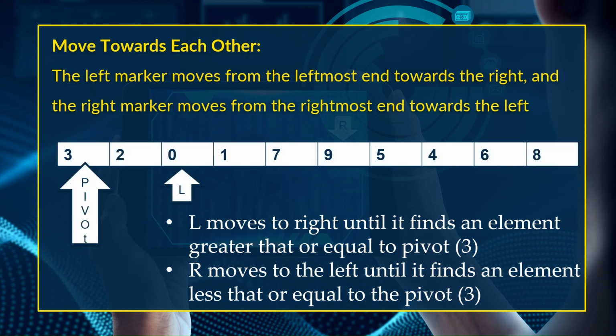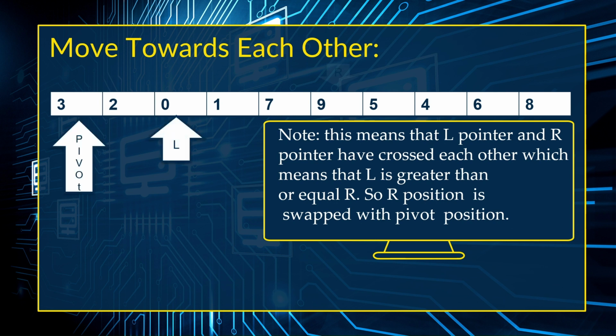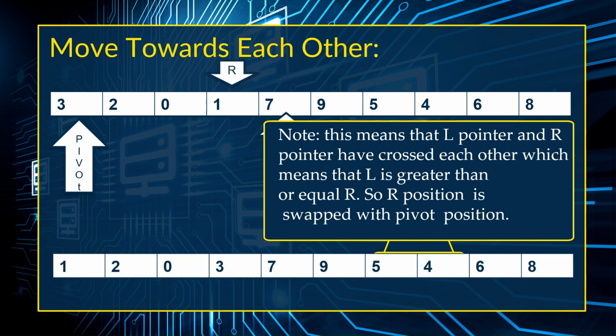Then the left marker keeps moving to the right until it finds an element greater than or equal to the pivot, which is here 7, and the right marker keeps moving to the left until it finds an element less than or equal to the pivot, which is here 1. But note, the arrows have crossed each other, which means here that L is greater than or equal to R. So the R position is swapped with the pivot position. So we get a new array and a new pivot and a new L and R marker, and now the array can work in any sorting algorithm we need.